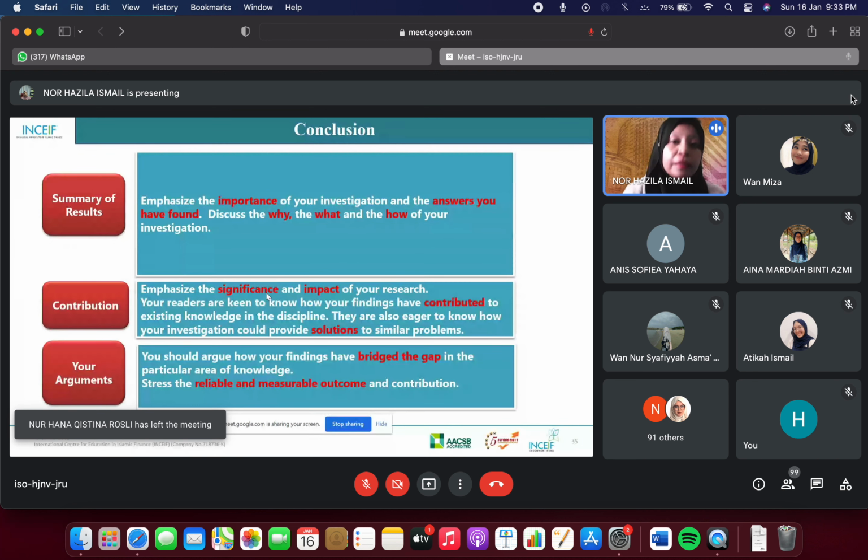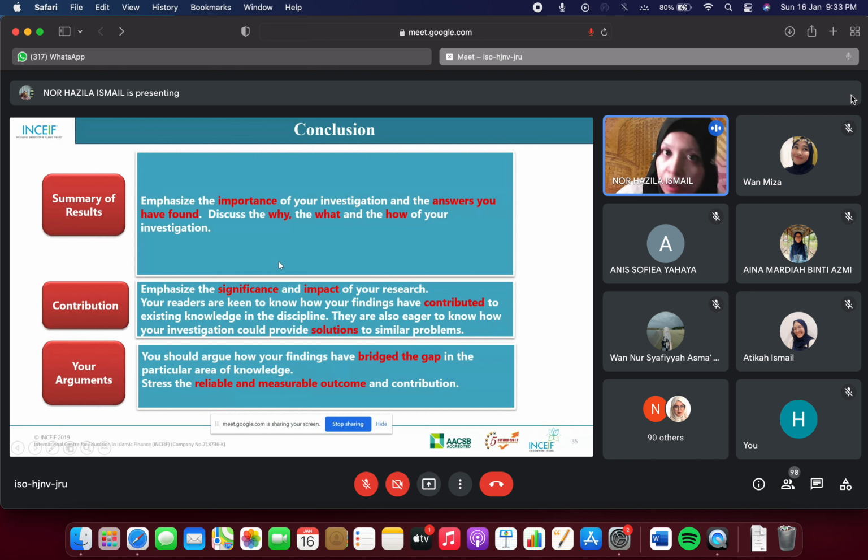For example. Okay, and then your argument, how you are actually trying to bridge the gap. From people not seeing the difference in liquidity risk factors between conventional and Islamic, now you are able to provide one finding, which is that there is a difference between conventional banks and Islamic banks. For example, I give an example here. Okay, so the conclusion gives the summary of result, your contribution again, and then your argument.